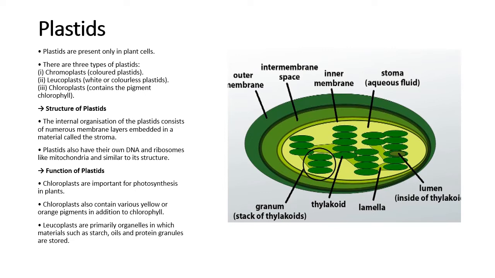Structure of plastids. The internal organization of the plastids consists of numerous membrane layers embedded in the material called stroma. Plastids also have their own DNA and ribosomes like mitochondria and are similar in structure. Functions of plastids. Chloroplasts are important for photosynthesis in plants. Chloroplasts also contain various yellow or orange pigments in addition to chlorophyll. Leucoplasts are primarily organelles in which materials such as starch, oil and protein granules are stored.